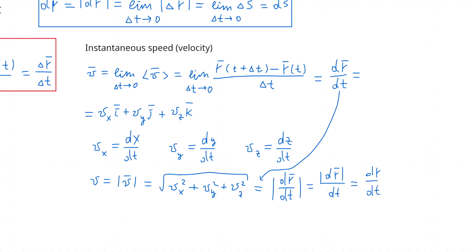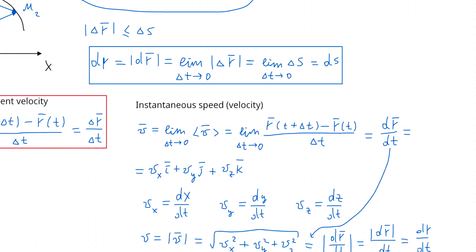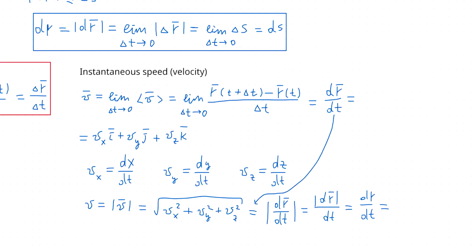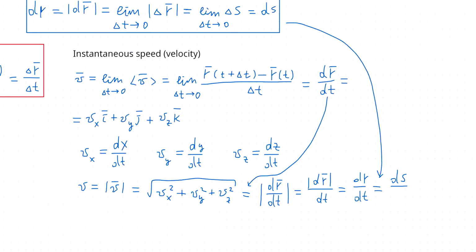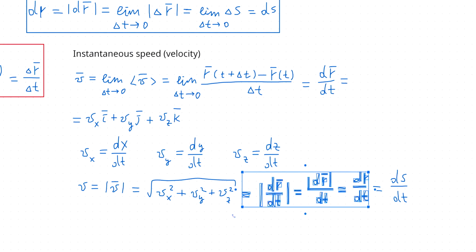And if we look here, we can notice that we can write this as a derivative of path length. So the absolute value of velocity, or instantaneous speed, can be calculated as the derivative of path length. And I will remove some intermediate formulas.